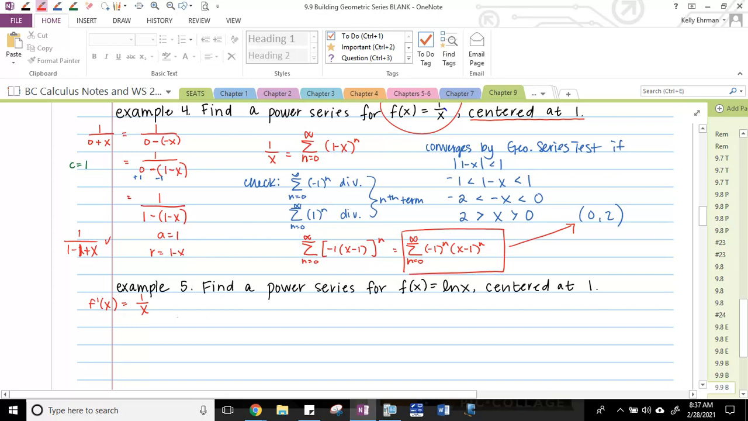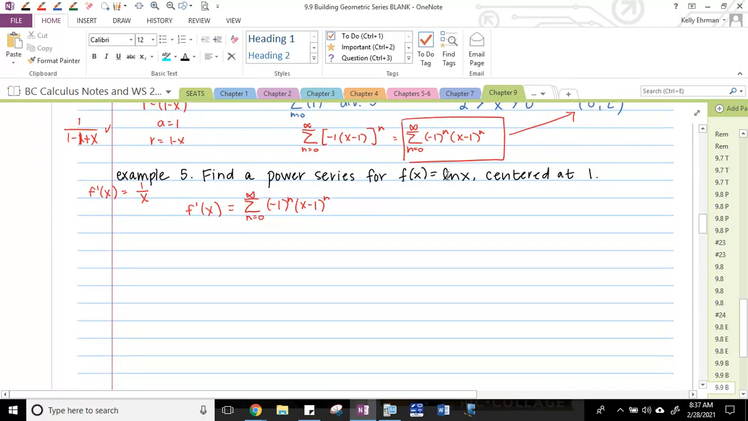So I can show you the power series for f prime of x. That was my answer to this previous problem. We just figured out the power series for 1 over x is negative 1 to the n times x minus 1 to the n in that summation. Well, how do I get natural log of x from that? Isn't it true that f of x should equal the integral of f prime of x dx? Right? That's true. Okay, so f of x is going to equal the integral of the series.